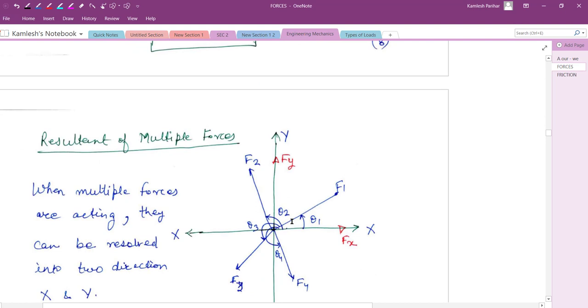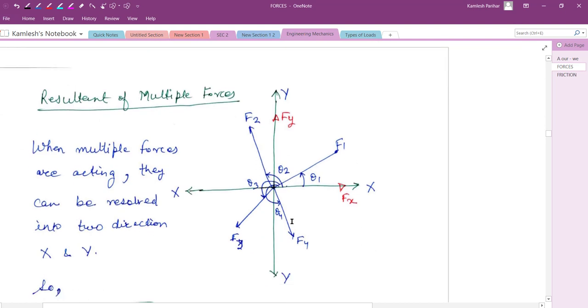Now, resultant of multiple forces. We have studied when two forces are acting, we can use the parallelogram law. But when many forces are acting, say 5, 10, 20, 50, many forces acting at any point or on any body, then how to find the resultant? So what we are going to do in this case, first of all, we are going to make our axis system, that is x and y. You can mark the axis system anywhere as you wish. One direction will become the x-axis and the perpendicular direction will become the y-axis.